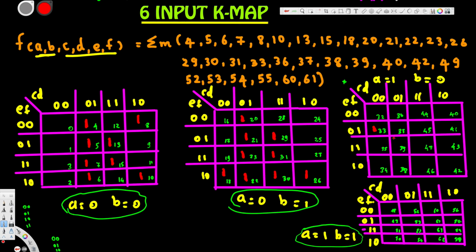36 is here, and then 37 is here, 38 is here, and then 39 is here, 40 is here, 42 is here, 49 is here, after that 52 is here, and then 53 is here, 54 is here, 50, 55 is here, and then 60 is here, 61 is this one. Okay, so we have put all of this.